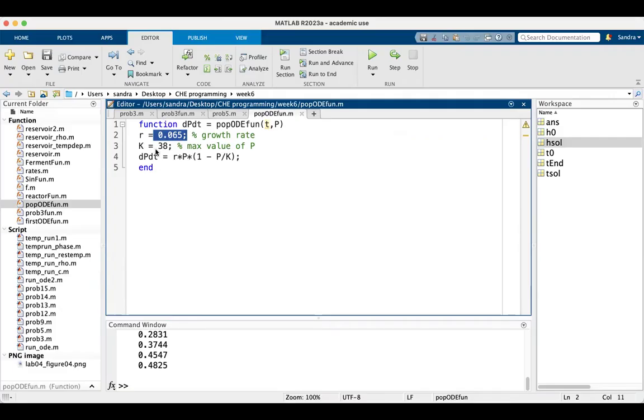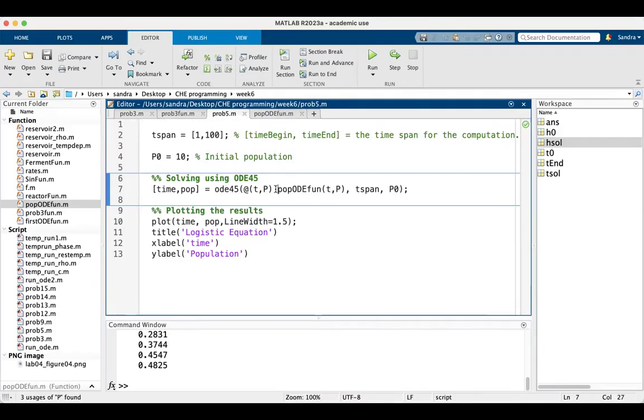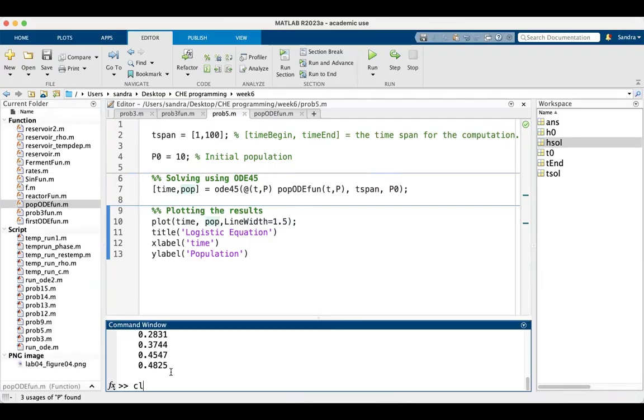Now the equation dP/dt is r P multiplied by (1 minus P by K), where P is the input that is being given. That will be the ODE solver equation. We'll try to solve this. Now we can plot time versus population. Let me just plot it for you.